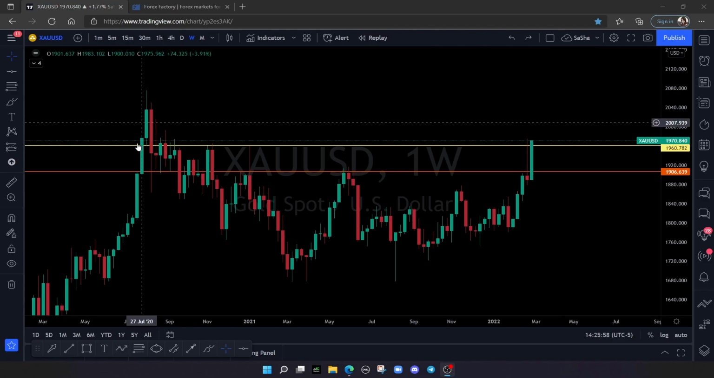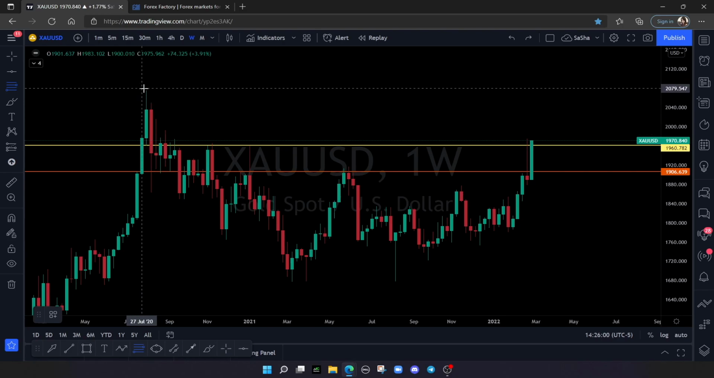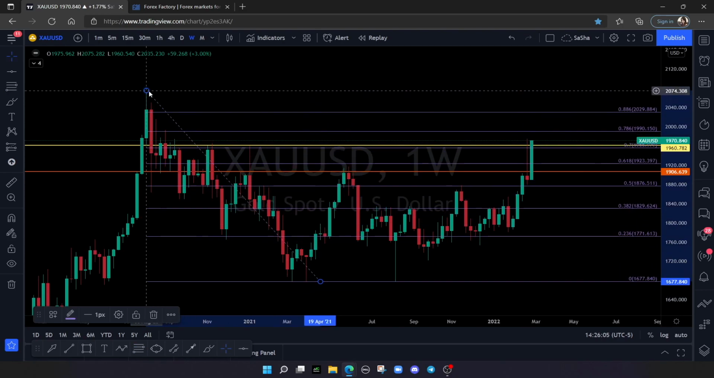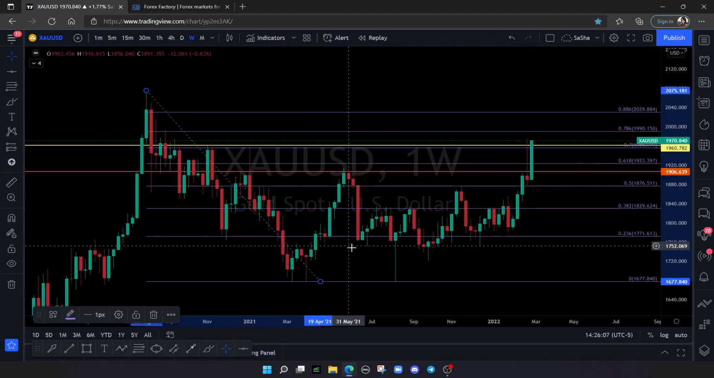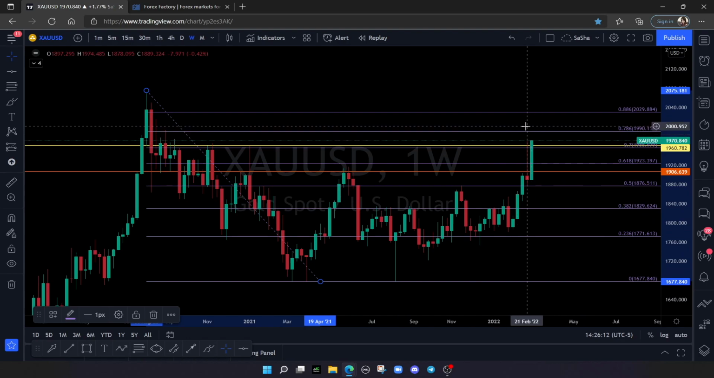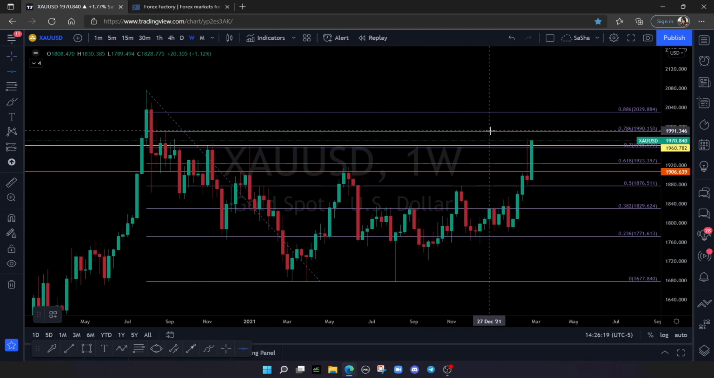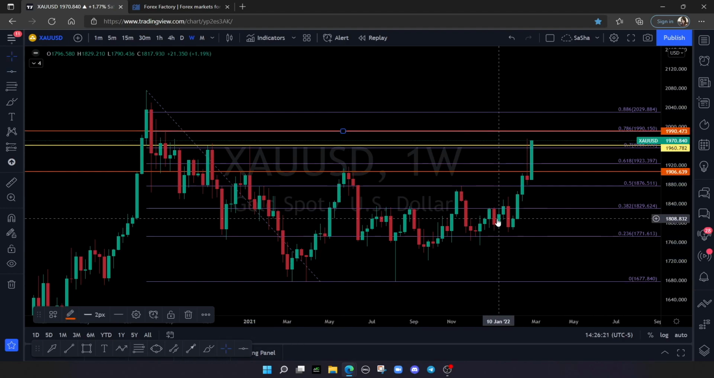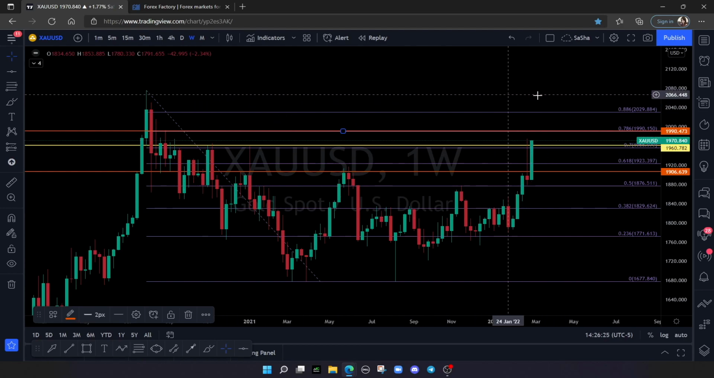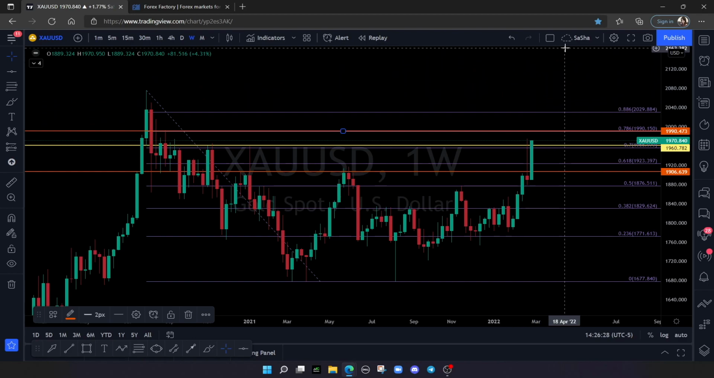So now, if I drop down my fib level between the high that we have here and where we are right now, we have only one more significant level. That is the 0.786 level right here, which is the 1990 area. Above this, it's going to be straight up. And if it's not going to be a double top, that means we're just going really high.